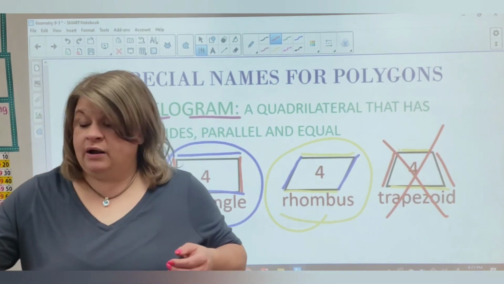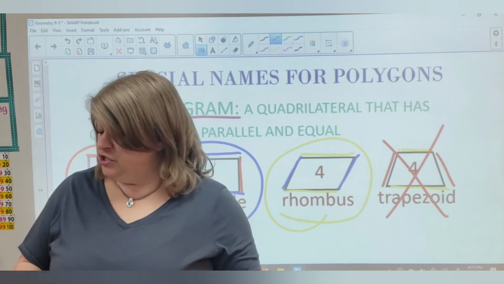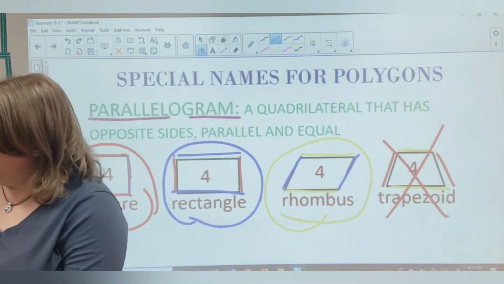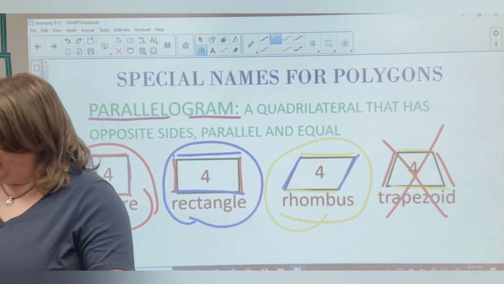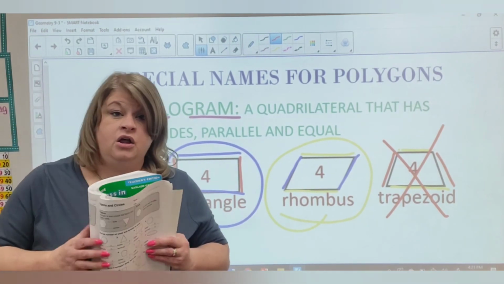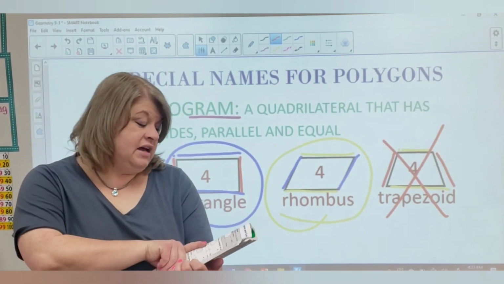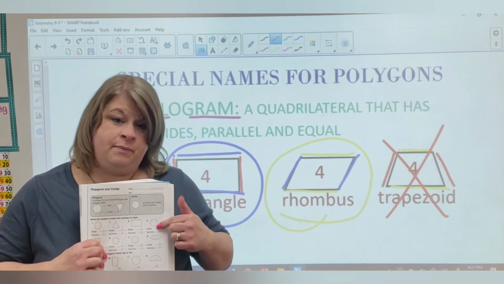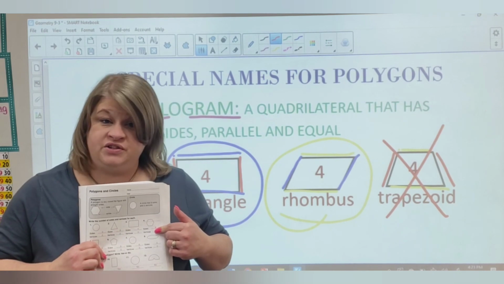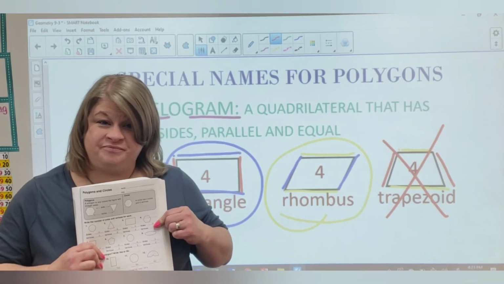All right. So what I want us to do now is take out your workbook page. You are going to be on page 113. It says polygons and circles. Would you please take this paper out, pause the video if you need to, and then we'll come right back.